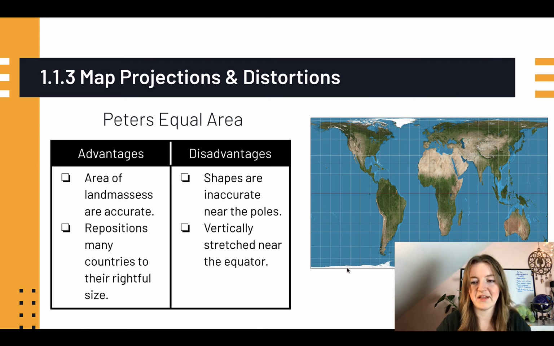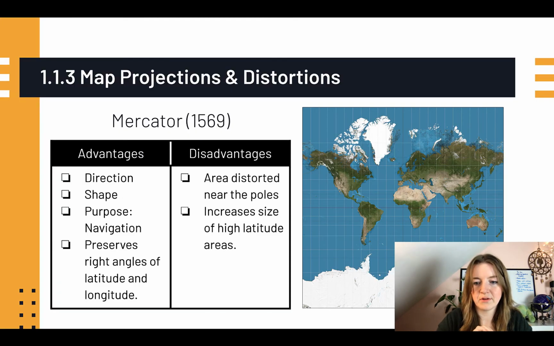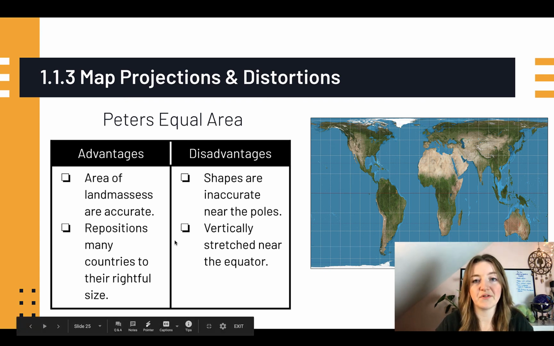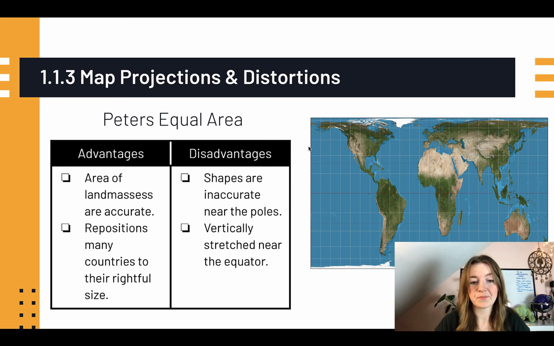It looks like a flat little tiny thing because we're taking that round shape at the bottom and stretching it out. But it's tiny as compared to that map. So the area of the land masses are accurate, and it repositions many of the countries to their rightful size. That's really what it's saying. However, it's got some problems. These shapes are inaccurate near the poles, so while the size is great, this is not what it's shaped like.